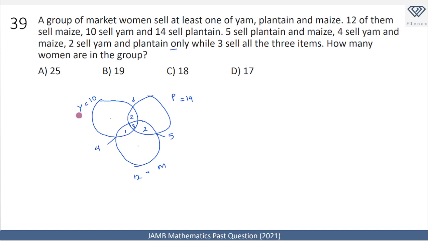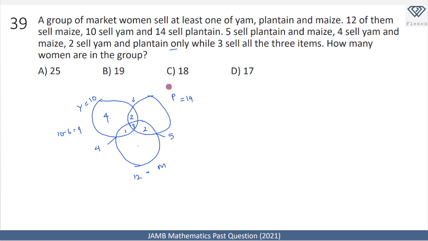The number that sell yam only will be this 10 minus the number that sell yam and plantain only, minus those that sell all 3 of them, minus those that sell just yam and maize. So that is just going to be 10 minus the sum of all these 3 numbers here. What is 2 plus 3? 2 plus 3 is 5, and 5 plus 1 is 6. So the number that sell yam only will be 10 minus 6, and that equals 4. So the number that sell yam only is 4.